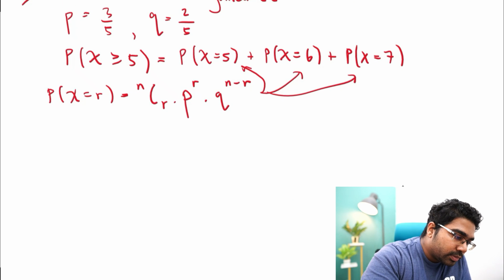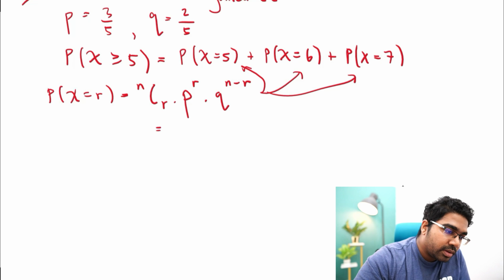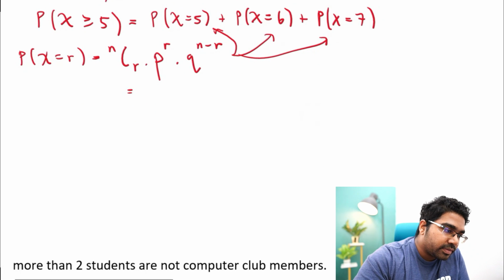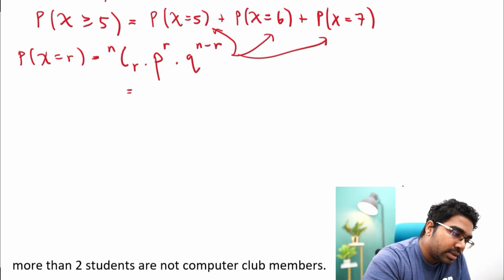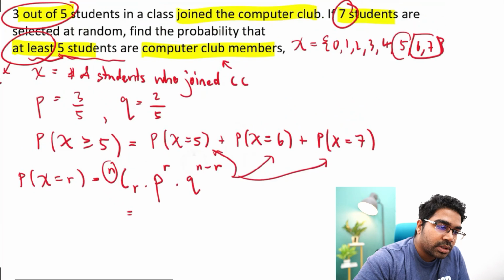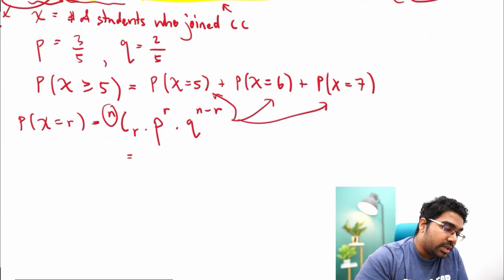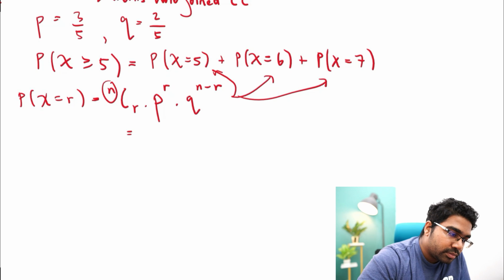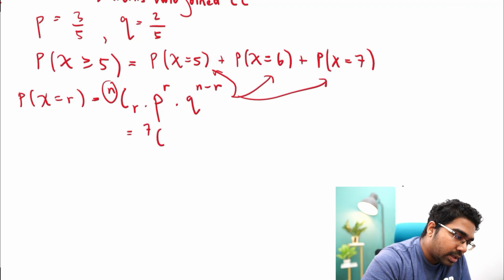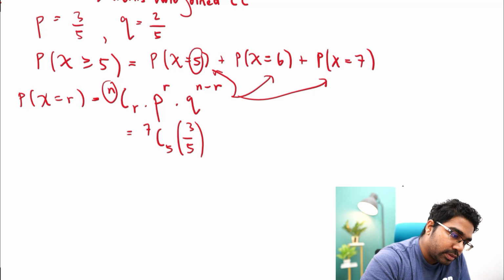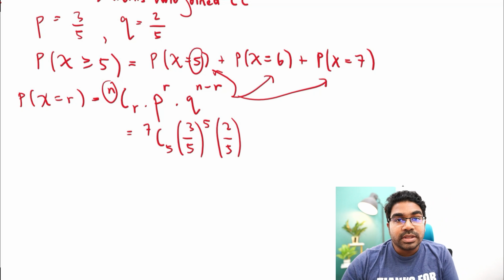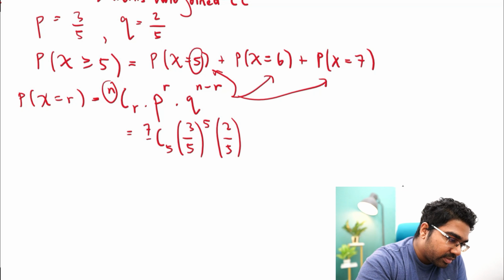So for the first one, r is 5. And n is the total number that we chose. So here n is 7. 7 students are chosen at random. From there, take 5. So this will be 7C5, where r is the first one, 5. Multiplied by success, which we already defined earlier. Probability is 3 over 5 to the power of 5. And failure, 2 over 5 to the power of n minus r. So we have 7 minus 5.